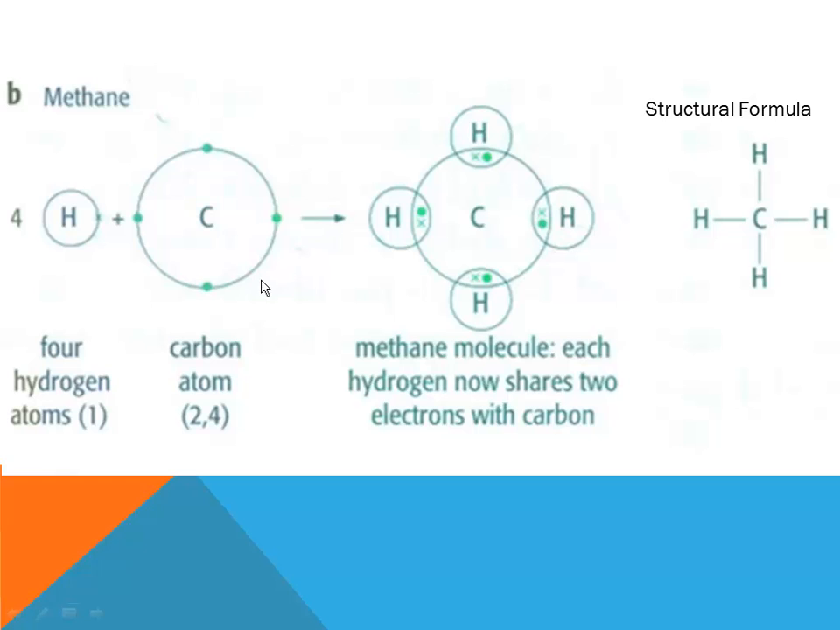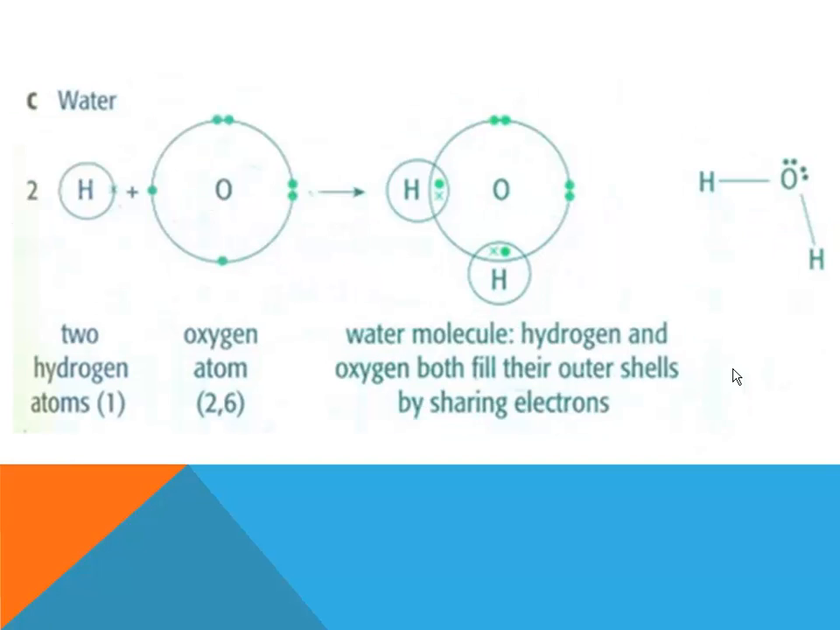Methane. Carbon has 4 electrons in the outer shell. That means there's 4 bonding sites. That's why the formula for methane is CH4. 1 hydrogen for each of your lone electrons. You can see here the 4 bonds, 4 lines representing the structural formula for CH4.